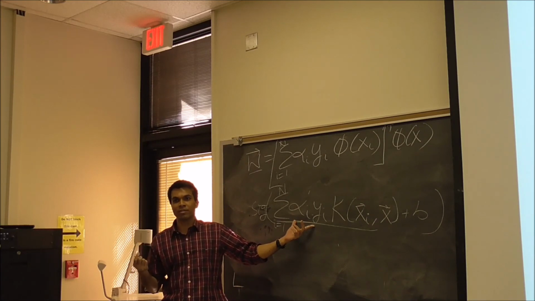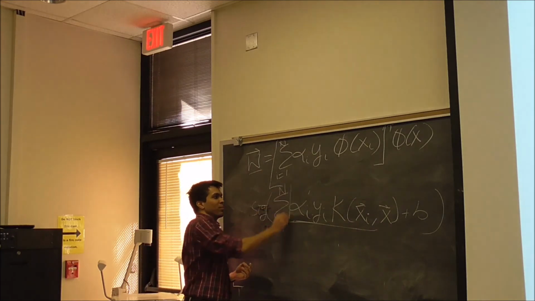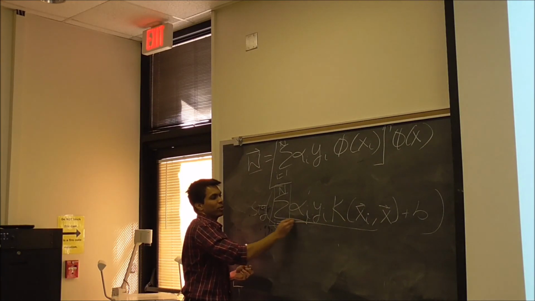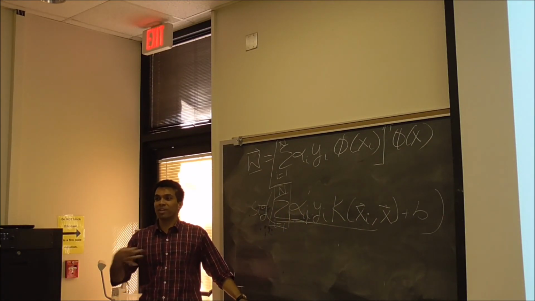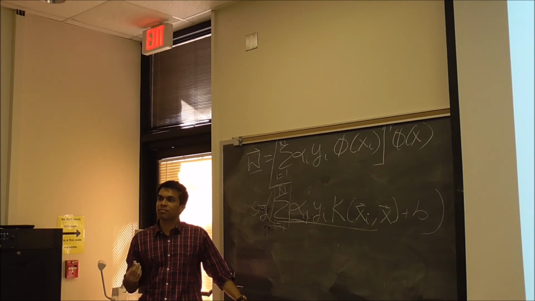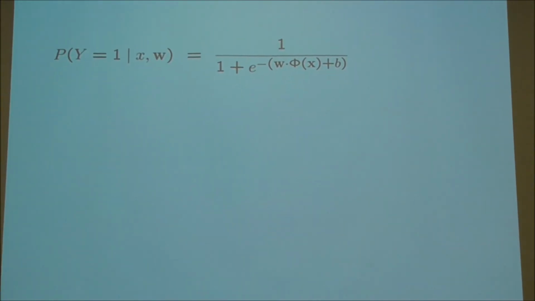Testing is order n. Is it really order n? It's based on the number of support vectors. Excellent. So the summation is not over every single training data point. It's only over the support vectors. So the more support vectors you have, the slower it gets at testing. Okay. Kernels.